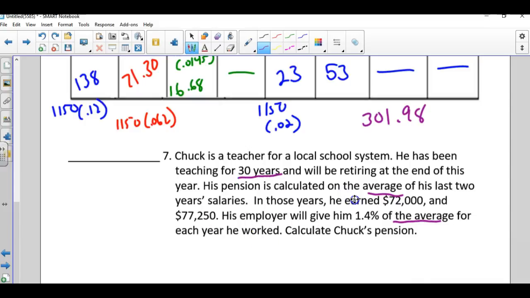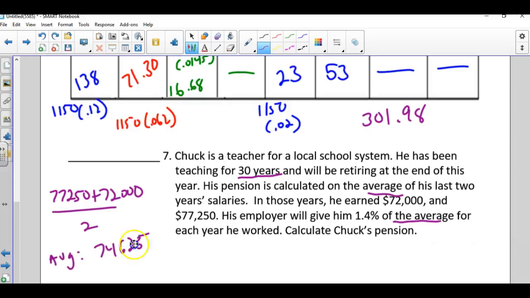All right, so here we go. First, let's find our average. So if you go 77,250 plus 72,000, and then you divide that by 2, it will give us an average of $74,625.